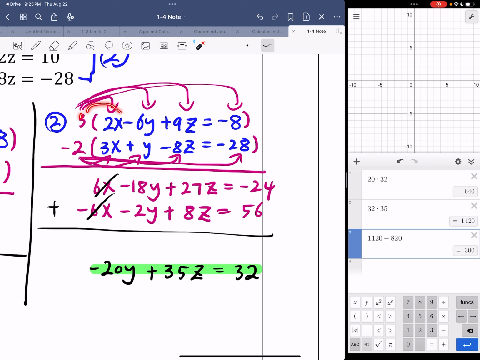Okay, so 6, negative 18, 27, minus 24, I'm right. Negative 6, negative 2, negative 2. Oh, here, I made a mistake here. So do you see negative 2 times negative 8? That's a positive 16. I think when I was doing this one, I told you to be careful with that, but see, even I made a mistake, so that happens.